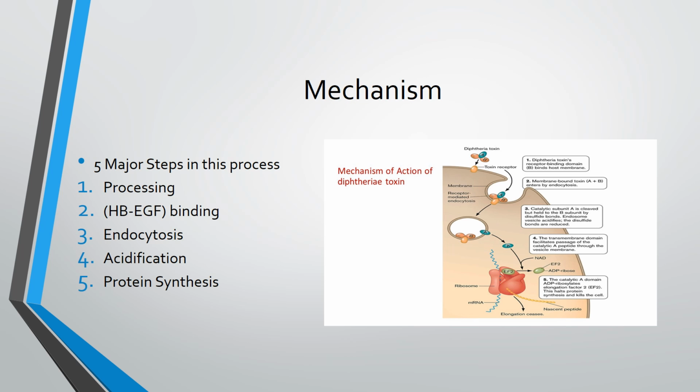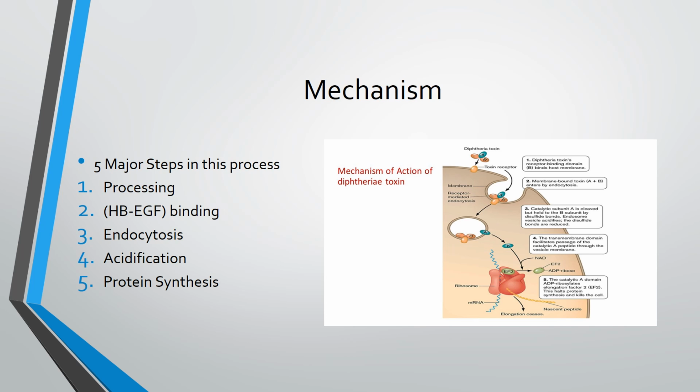Now, the mechanism of diphtheria is quite complex, and it generally happens in 5 major steps. The first step will be processing. That's where the leader region is cleaved during secretion, and proteolytic nicking separates A and B subunits, which remain joined by the disulfide bonds upon reaching the cytosol.